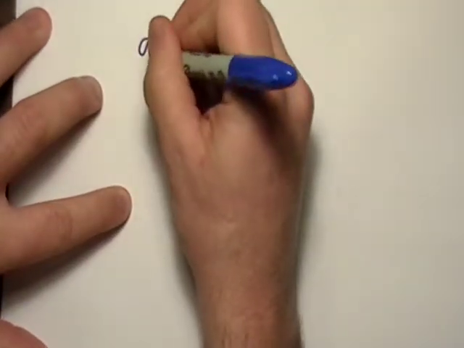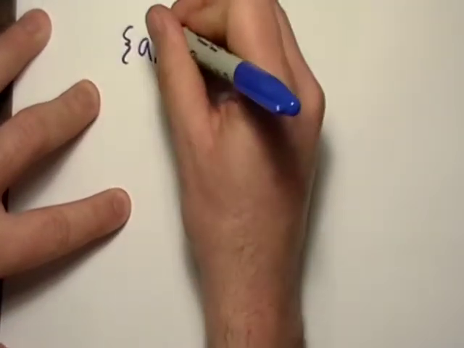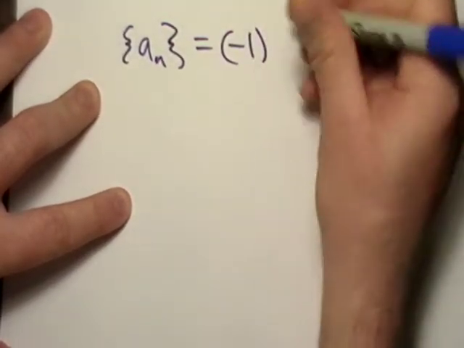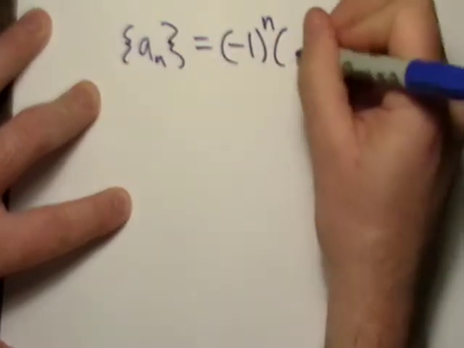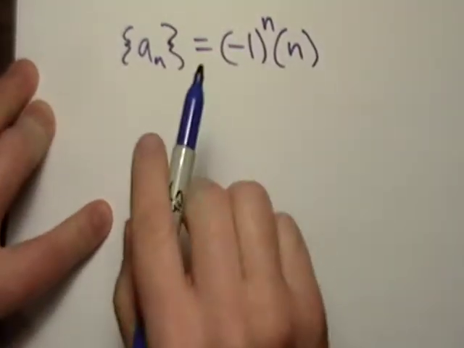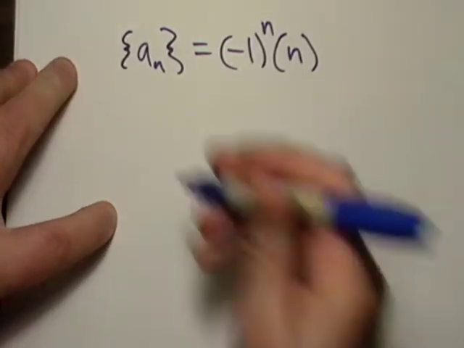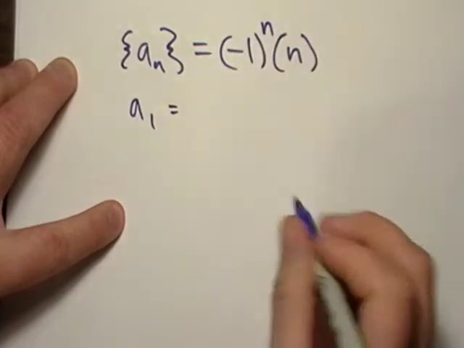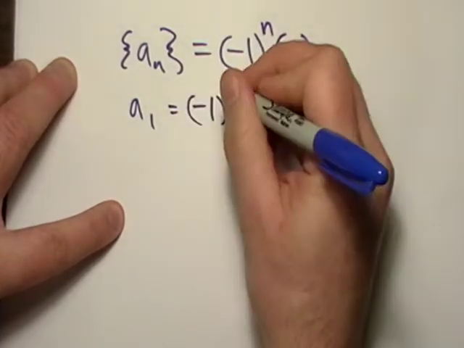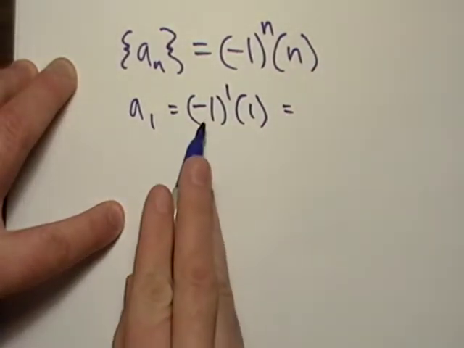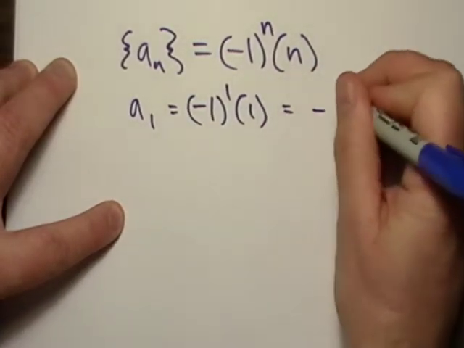Here's our sequence, let's call it a sub n, and the formula is going to be -1 raised to the n, multiplied by n. Let's find the first 4 terms here. So a sub 1 is going to be -1 to the 1 times 1, and that's going to equal -1 times 1, which is just -1.